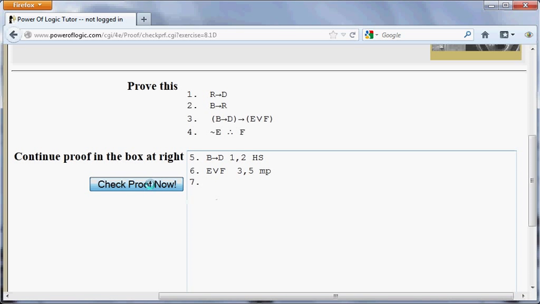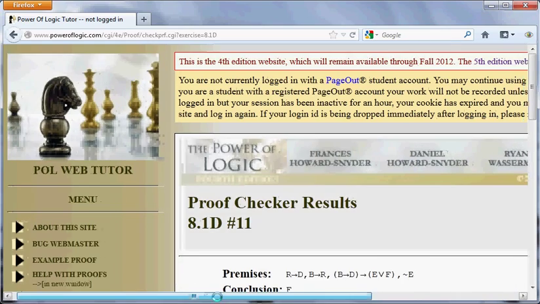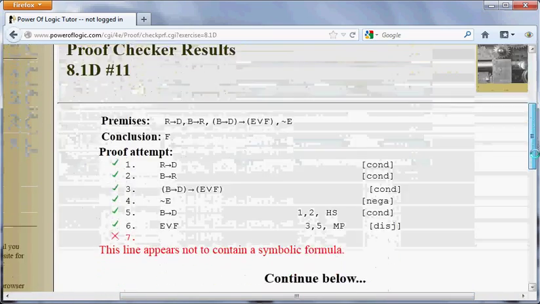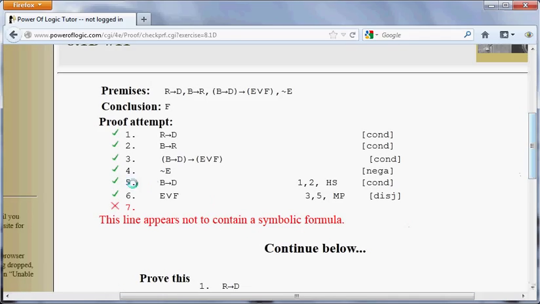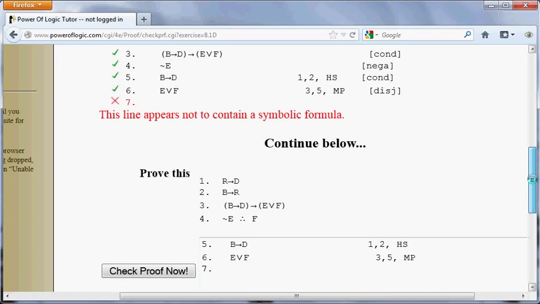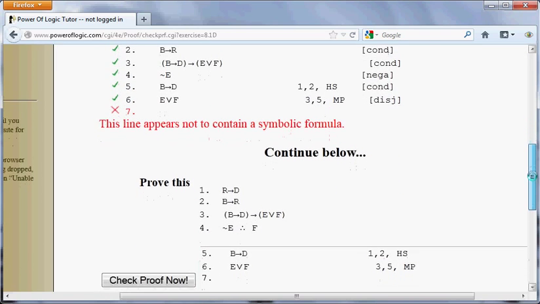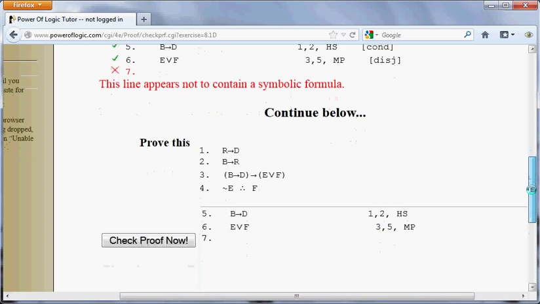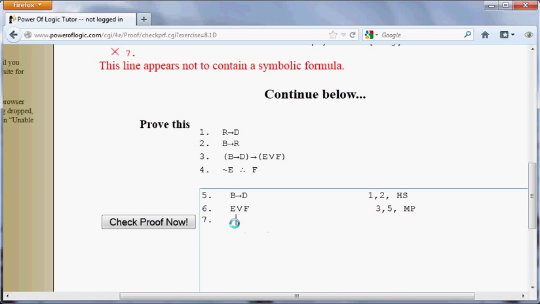By the way, I'll check the proof now. Okay, it says that the 2 lines that I've done, lines 5 and 6, are correct with the green check marks. But I keyed in line 7, but I didn't enter anything there. So if I hadn't even keyed in line 7, it would have said the proof is incomplete. Okay, so I'm going to go on.